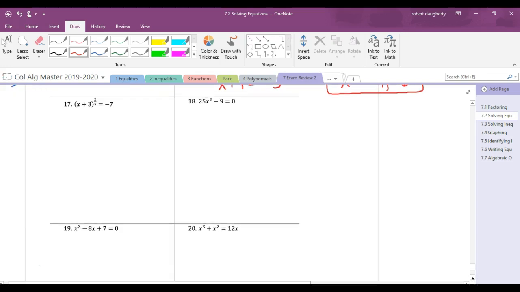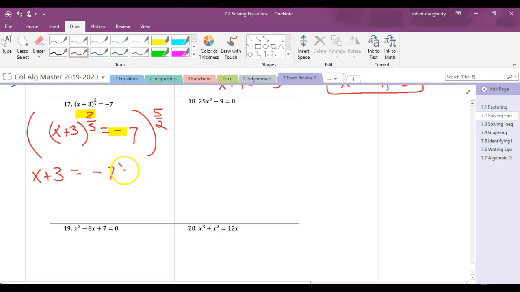Next problem, x plus 3 to the 2/5 equal negative 7. That's an even number as an exponent, set equal to a negative number. This has no real solution. If you didn't see that, you're going to raise everything to the 5/2 power, and you get x plus 3 equal negative 7 to the 5/2. That's telling you to take the square root of negative 7 and then raise it to the 5th power. The square root of negative 7 is not real, so there are no real solutions.